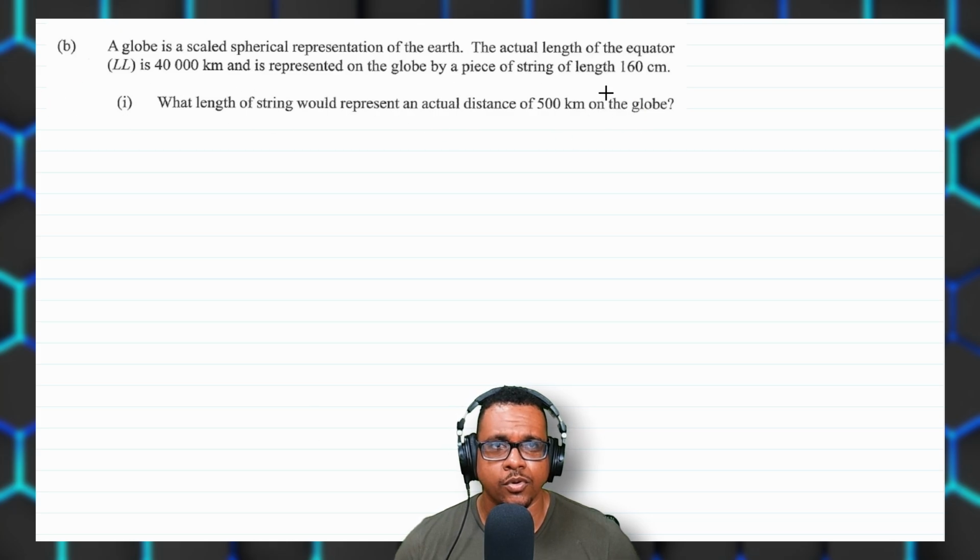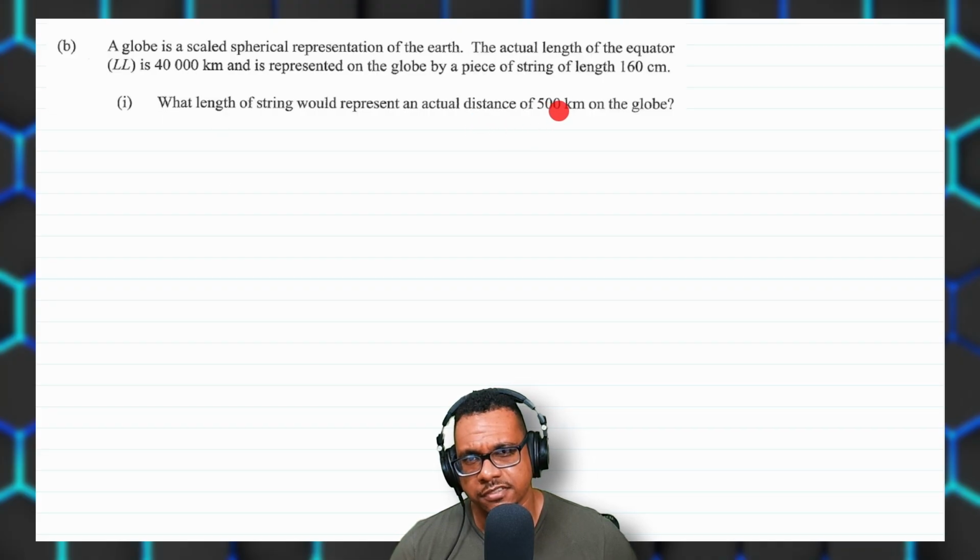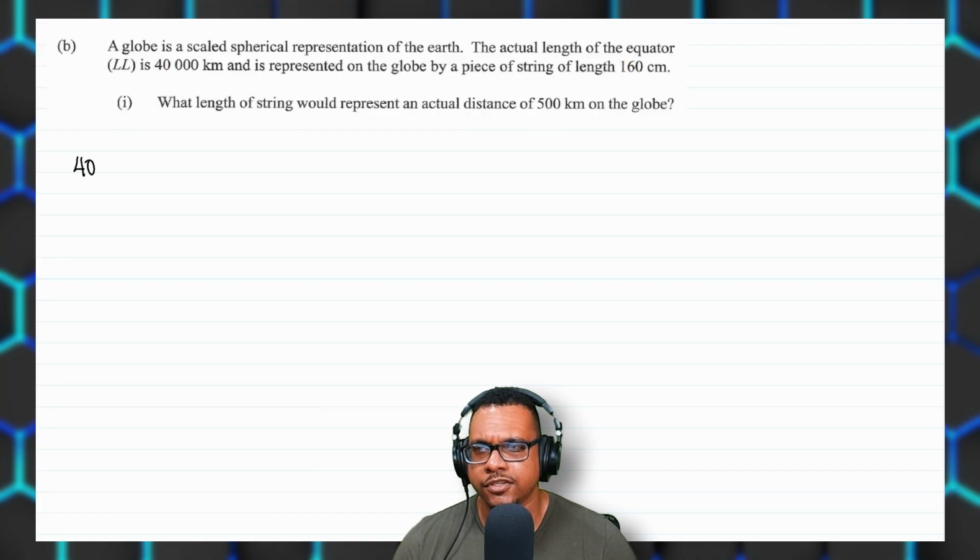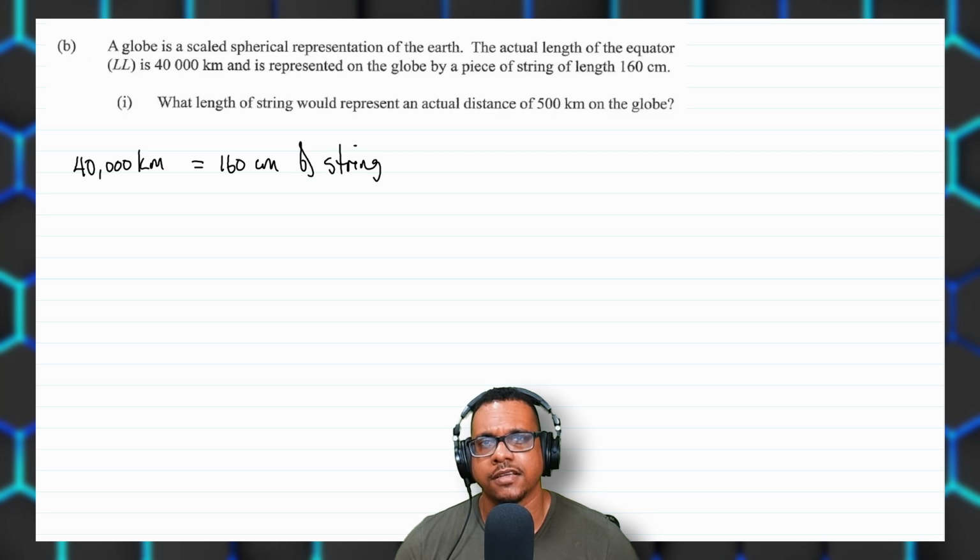So first, we'll have to do our conversion. So we have 160 centimeters of string representing 40,000 kilometers actual distance. Now, seeing that I want the actual distance in kilometers first, I would write the 40,000 first and then the 160. So I'll write 40,000 kilometers is equal to 160 centimeters of string. Now, what I'll have to find out is what is 1 kilometer in terms of the string on the map, and then I can find out for 500 kilometers.